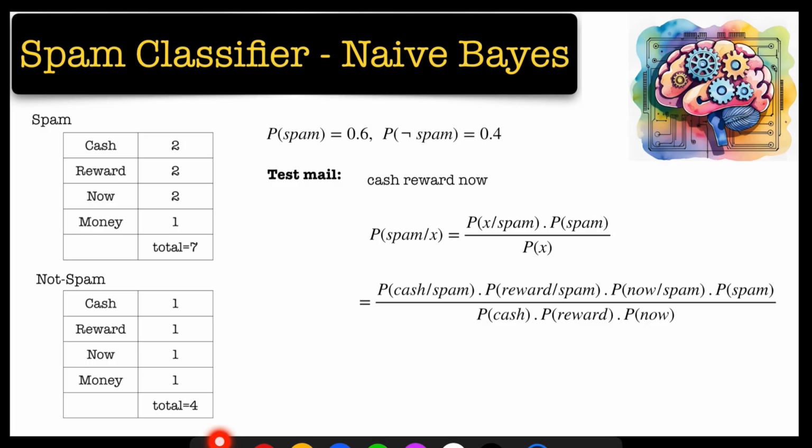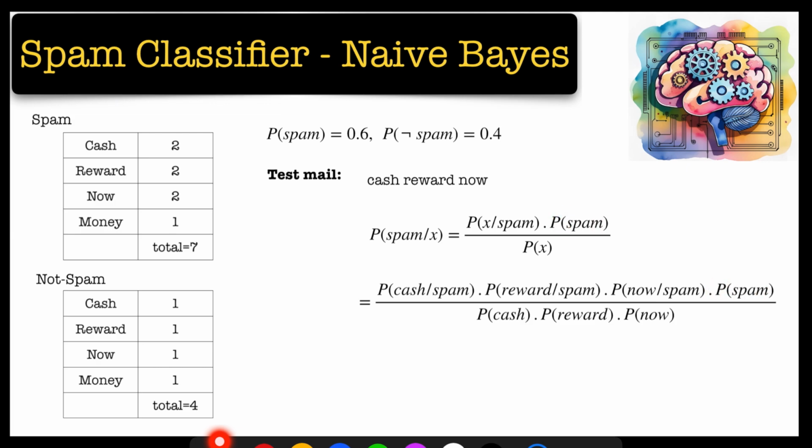Now, using Bayes theorem, it will be probability of X given spam times probability of spam divided by probability of X. What is this probability of X given spam? X is basically this test email, right? Cash, reward and now. So it's basically probability of cash given spam times probability of reward given spam times probability of now given spam times probability of this spam.